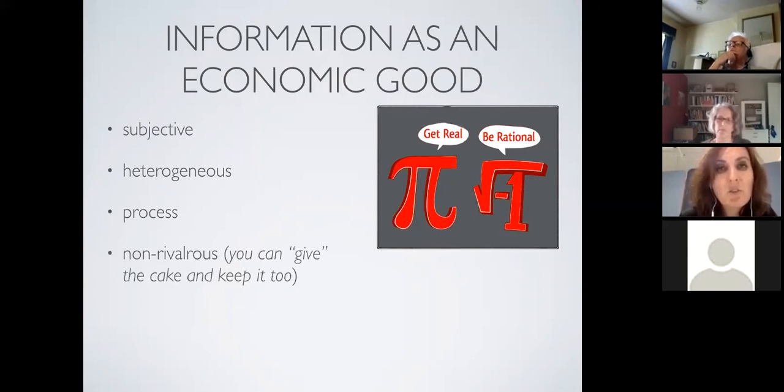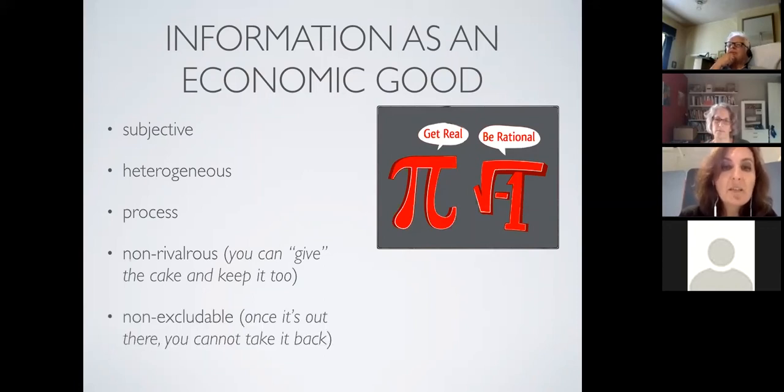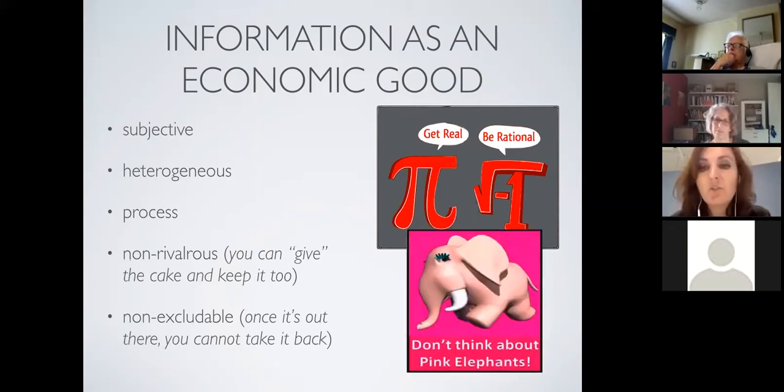Specifically when it comes to the economics of information, we know that it's non-rivalrous. So this is an economic property, meaning that you can give the information and also keep it. So unlike any other goods in economics, once you give it up or trade it, it doesn't mean that you don't own it anymore. And at the same time, it's non-excludable, meaning that once it's out there, you cannot take it back, right? For instance, if I tell you, don't think about pink elephants, what are you going to think about? Pink elephants, right?